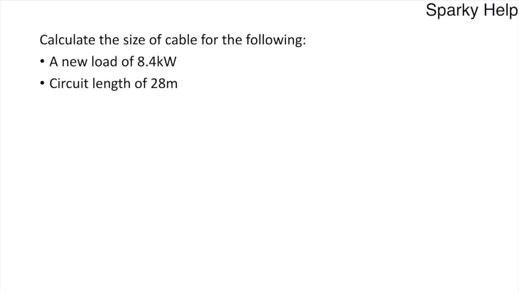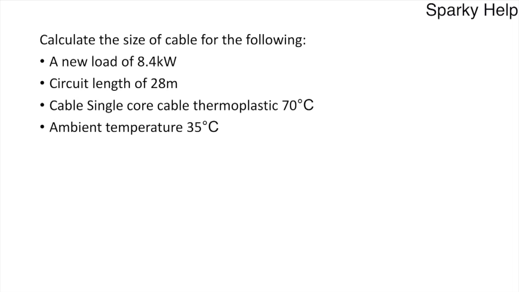We need to know the length. We're going to say it's 28 meters in length. We need to know the type of cable we're going to use. It's going to be a single core cable, thermoplastic, 70 degrees C, ambient temperature 35 degrees C, in trunking with 2 other circuits is how we're going to install it.